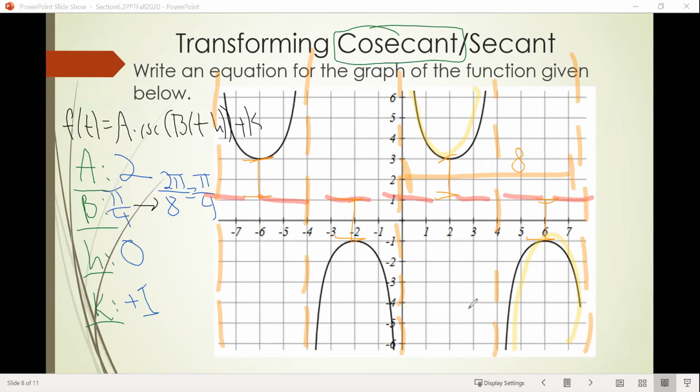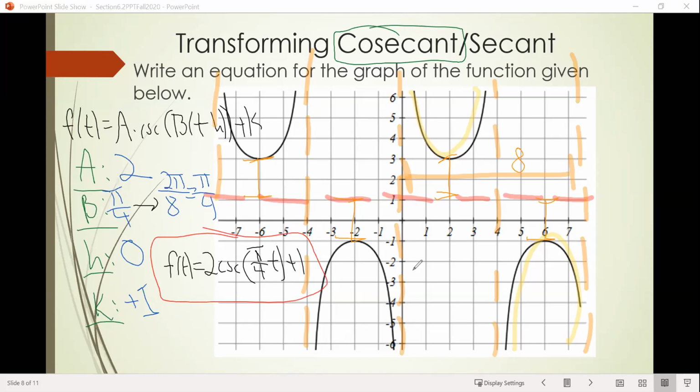And so now we can write our equation. So we'll have in this case f of t equals the value for A, which is 2, times cosecant of the value for B, which is pi over 4, t, because there's no horizontal shift, plus 1. Okay, so that would be our function.